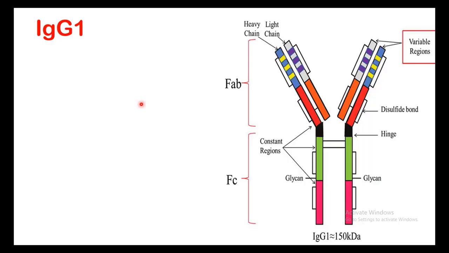Another important property of immunoglobulin G1 is glycosylation. Glycosylation simply means the addition of a sugar molecule. When we talk about proteins, after they are made, they go through a process known as post-translational modification, in which different kinds of molecules are added to the proteins. Glycosylation in post-translational modification is the addition of a sugar molecule to the protein. In this particular case, the protein is immunoglobulin G1.